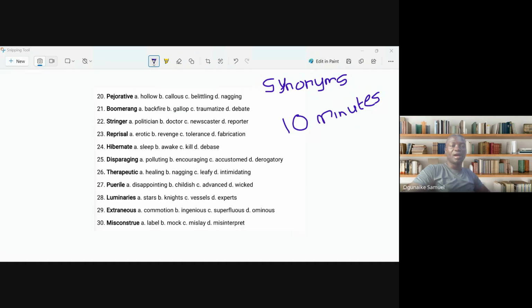Sorry, I've sent this to the group WhatsApp. Please, I appeal that you go pick it up there. You can work on it. Once you're done, use your dictionary to check what you have done and then learn whatever word you need to learn.